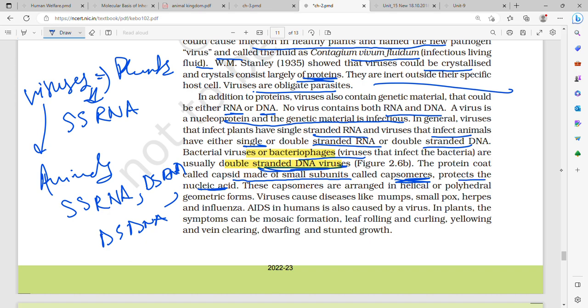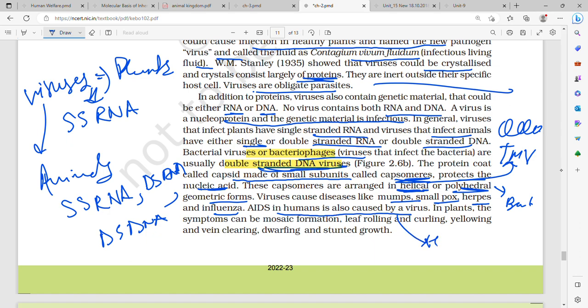These capsomeres are arranged in helical or polyhedral geometric forms. That is, they are helically arranged in tobacco mosaic virus, TMV, and polyhedrally arranged in bacteriophage. Then viruses can cause diseases like mumps, smallpox, herpes, influenza. AIDS in humans is also caused by a virus. Which virus? Human immunodeficiency virus.